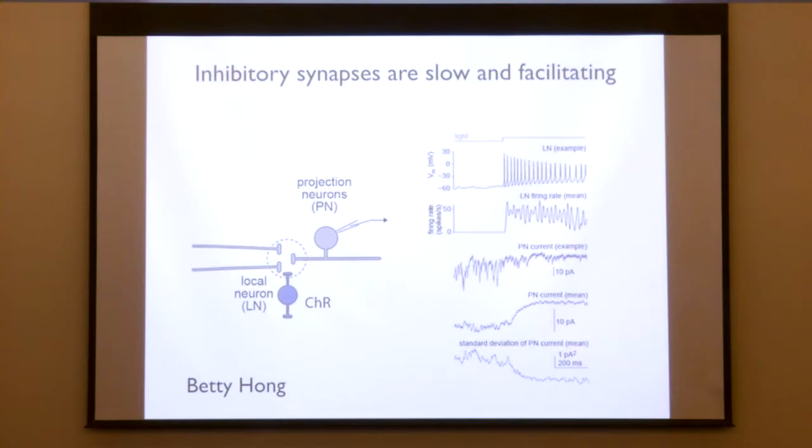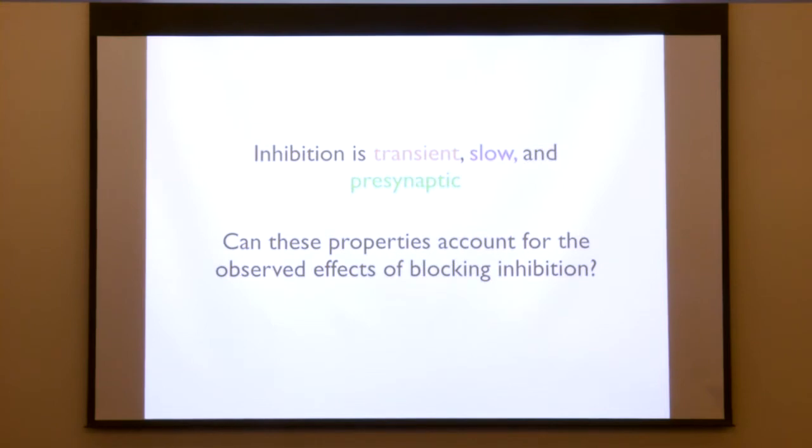And we can also look at presynaptic inhibition, which shows up as a decrease in these spontaneous events. Here we're measuring the standard deviation of the PN current as a measure of these spontaneous events. And that also decreases slowly, again, taking about 150 milliseconds to peak. So inhibition is transient, it's slow, and it's presynaptic. Can these properties together account for the observed effects of blocking inhibition?